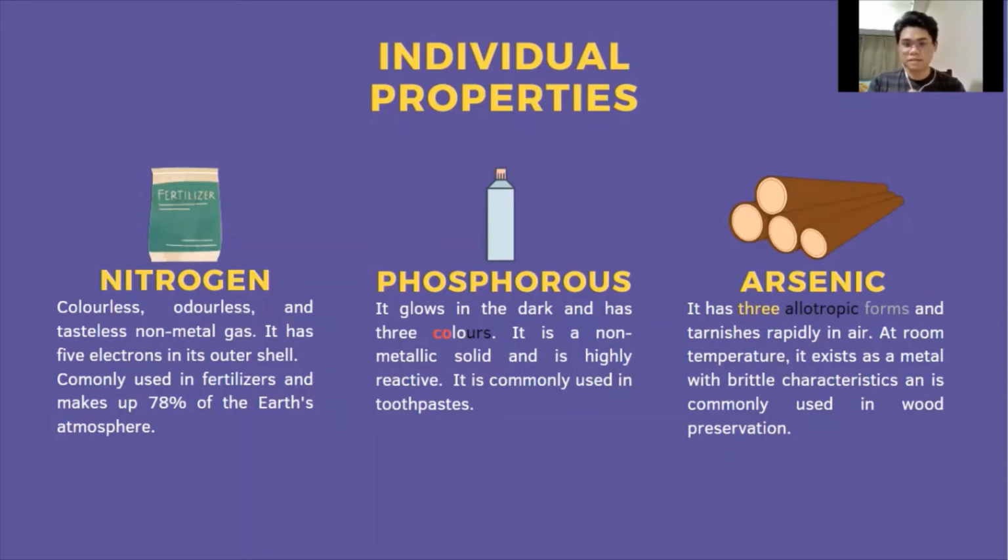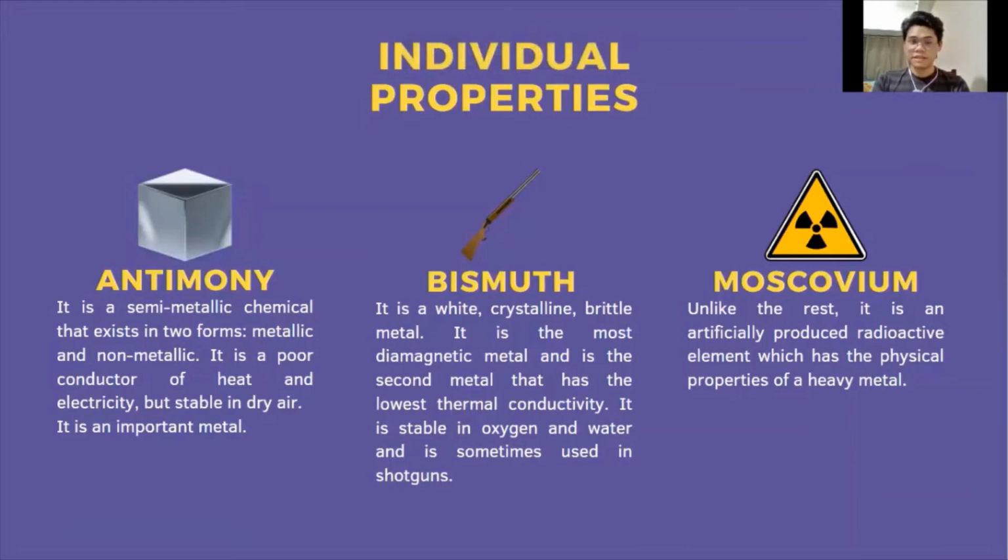Then arsenic. It has 3 allotropic forms: yellow, black, and gray. It tarnishes rapidly in the air, and at room temperature, it exists as a metal with brittle characteristics. These are commonly used in wood preservation. Antimony is a semi-metallic chemical that exists in 2 forms: metallic and non-metallic. It is a poor conductor of heat and electricity, but it is stable in dry air. It is an important metal.